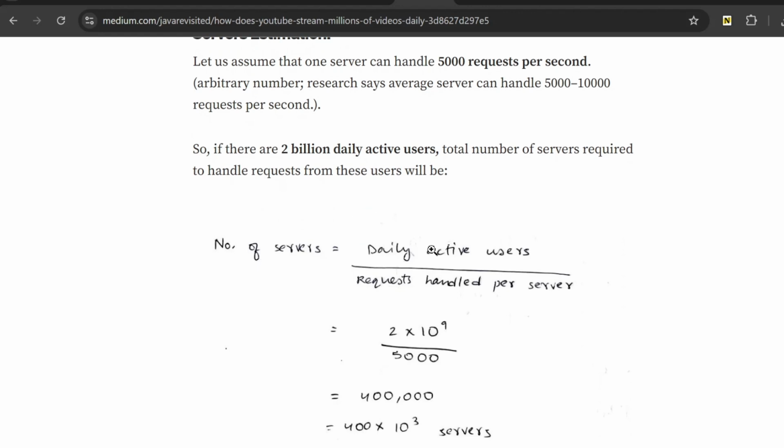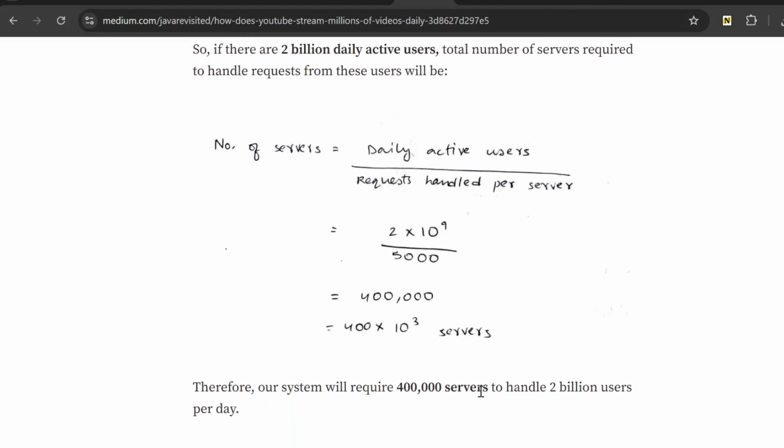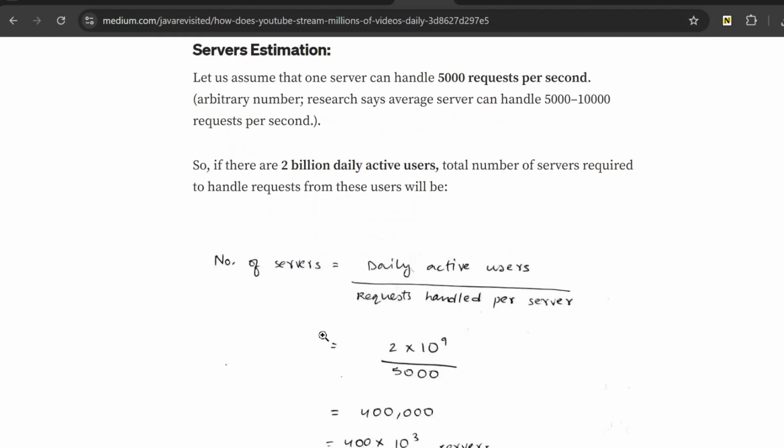So for the number of servers, you can take the daily active users, or it is better to take the entire user base so that you can have the maximum allocation done, divided by how many requests your server can handle. This is the calculation that we do, that we would need this many servers to handle 2 billion users per day. So this is the server estimation that you have to do. This will wrap up your back of the envelope calculation part.